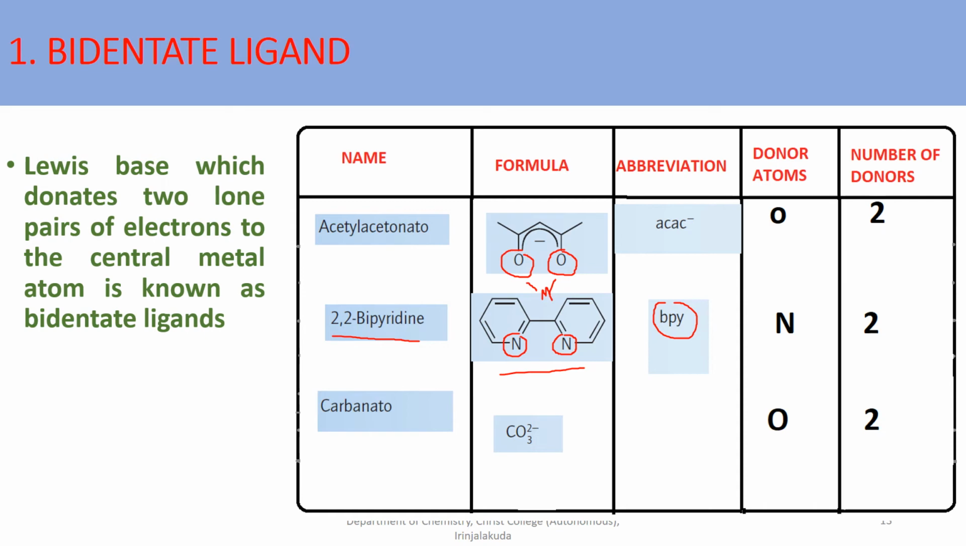Carbonato. In this particular carbonato molecule, you can see the carbonato, C double bond oxygen, and here two oxygen atoms. These two oxygen atoms coordinate to the metal atom. So it can act as a bidentate ligand. Sometimes only one oxygen atom coordinates to the metal atom. At that time it can act as a monodentate ligand.